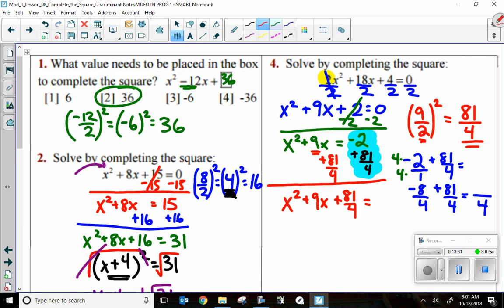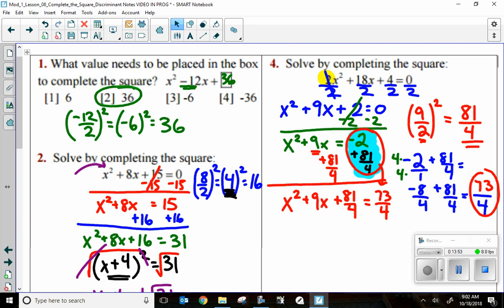Now I can combine those. 81 minus 8, I don't know, 73. It sounds right to me. This is what's going to happen when I combine these two, and we'll go right here. 73 over 4. All right. I said that's going to be the worst part, and it is.